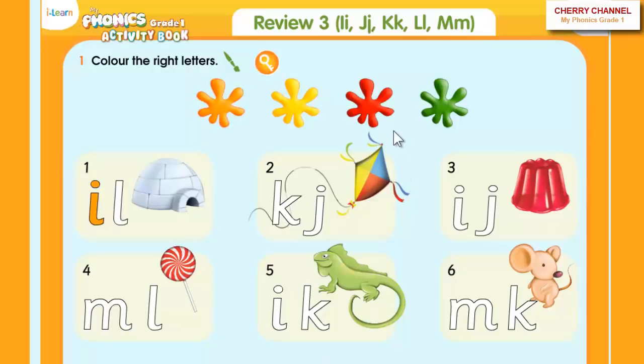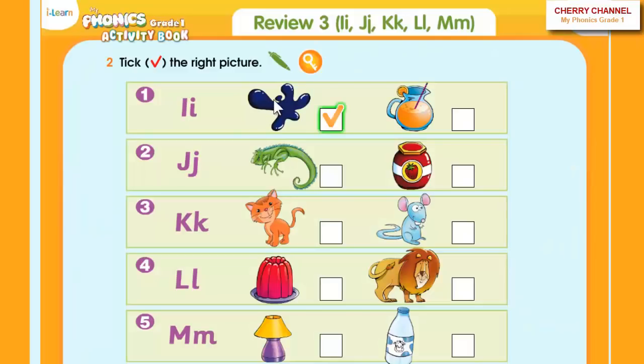Eh, igloo. Ka, kite. J, jelly. L, lollipop. I, iguana. M, mouse. I, ink. J, jam. K, kitten. L, lion. M, milk.